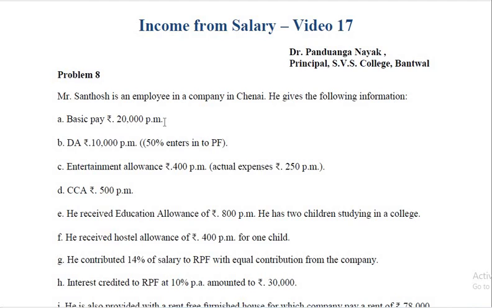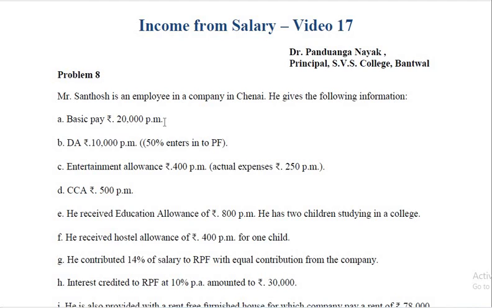Then what is the significance of what is given within the bracket? 50% enters into Provident Fund. That means though DA is 10,000 per month, only 50%, that means 5,000 per month, is considered for computation of amount contributed to Provident Fund.